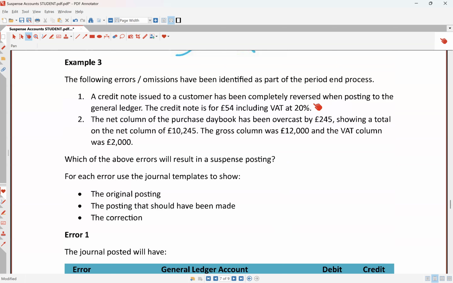Doesn't tell me we've got a problem with it, just says we've done everything backwards. So debits and credits match in that scenario. So I'm not going to need a suspense account for that.